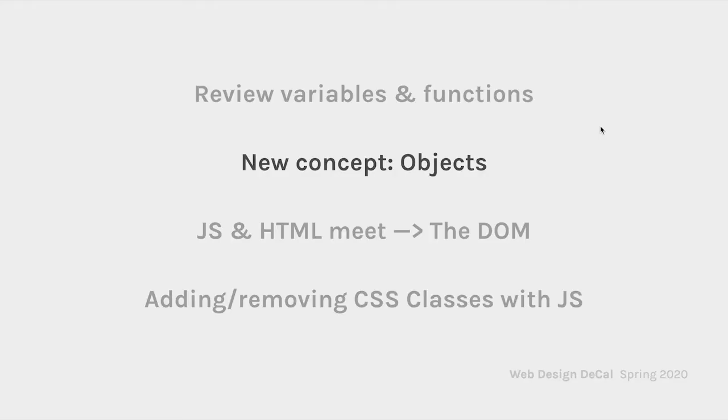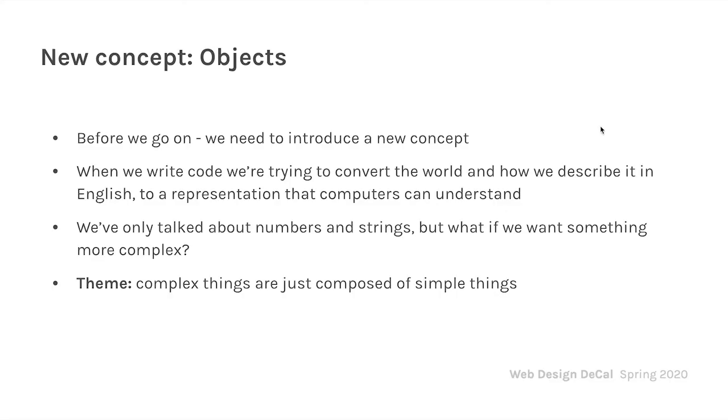Now I'm going to introduce a new concept, objects. When we write code, we're trying to convert the world and how we describe it in English to a representation that computers can understand. So far, we've only talked about numbers and strings, but what if we want to talk about something more complex? A theme that you'll see in this course is that complex things are just composed of simple things.